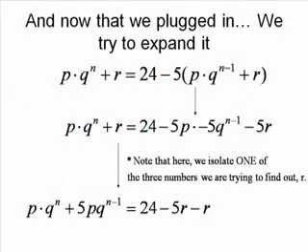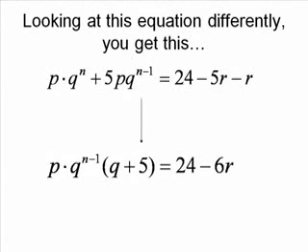Since we plugged in the equation, we have to expand it now. Once we finish expanding it, we isolate one of the three letters. In this case, we are isolating r. To make things easier, we can look at this equation differently. We will simplify the left side of the equation into p times q to the power of n minus 1, brackets q plus 5.